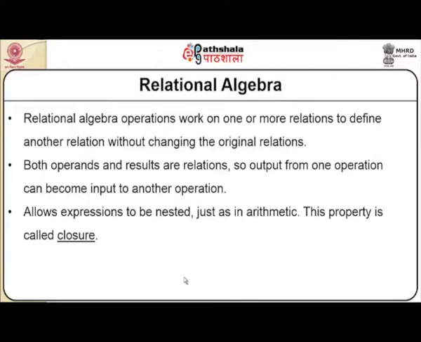To talk specifically about relational algebra, operations work on one or more relations to define another relation without changing the original relations. So, both the operands and the results are relations. So, output from one operation can become input to another operation. It allows expressions to be nested just as in arithmetic, and this property is called the closure property.